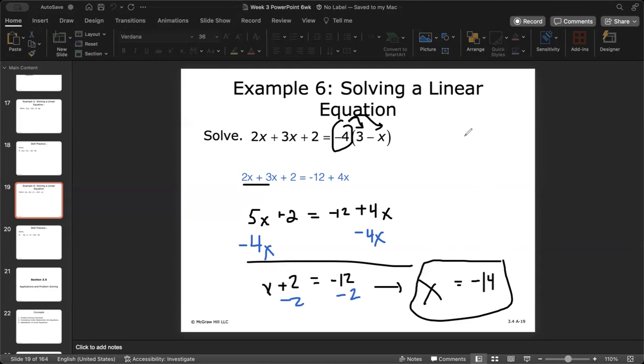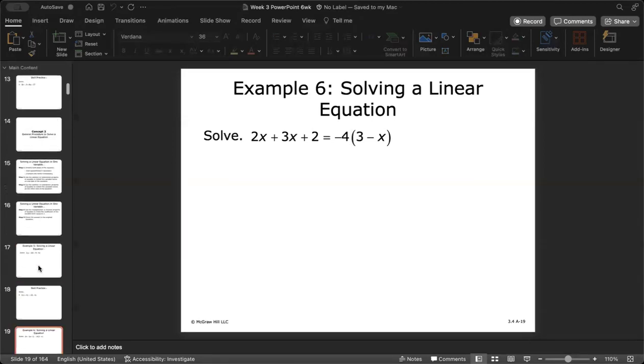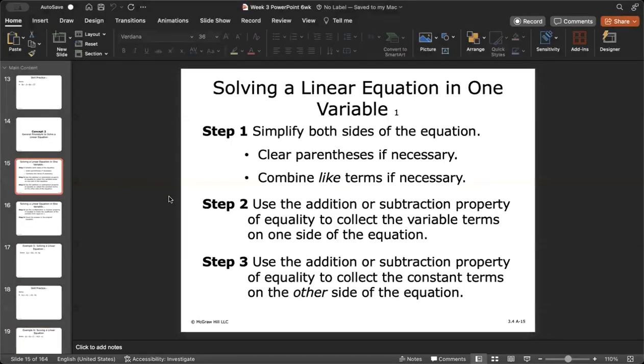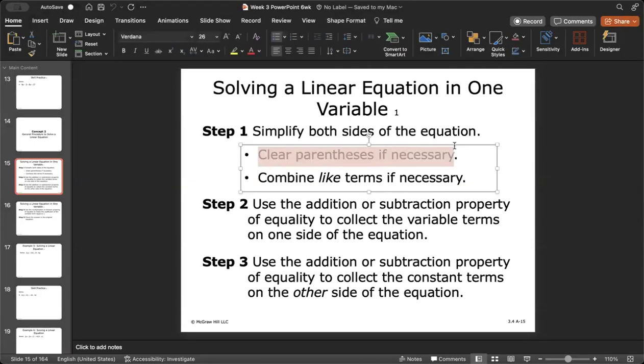Notice out of all this, we just layered these things one thing at a time. And so is there a general process, something to keep in mind? And there is. And here it is right here. Clear the parentheses. You won't always have parentheses, but if you have parentheses, get rid of those first. Apply the distributive property. And then notice in that last problem, if you have like terms on the same side of the equal sign, go ahead and combine those too. Those would be the things you would do at the initial step.